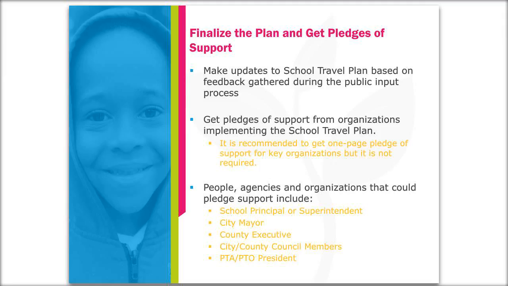It's recommended to get a one-page pledge of support for key organizations, but it's not required. A lot of times that written documentation is very useful, though. So people, agencies, and organizations that could pledge support include a school principal or superintendent. You could have a city mayor do it, a county executive, a city or county council member, PTA or PTO president, and also health departments can help. If health commissioners are aware of the community and passionate, much like at our organization, they should be happy to help.